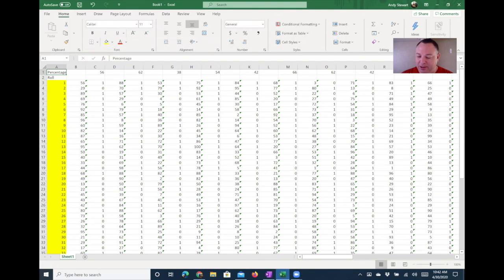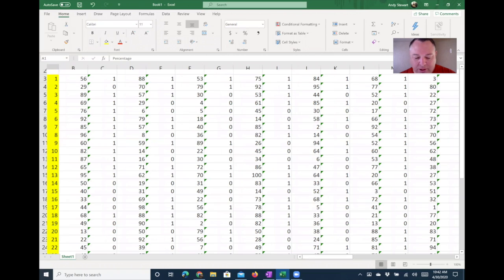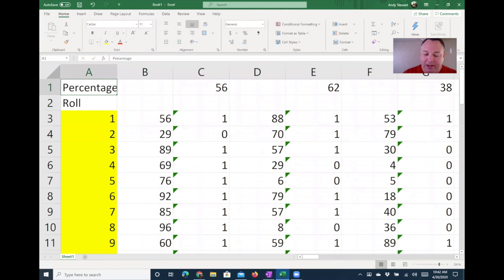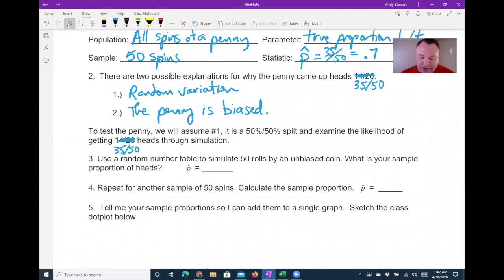I know it just looks like a lot of numbers, but the first simulation of 50 spins of a penny came up with a percentage of 56%. The second one came up as 62%. So we could use those numbers, use a random number table. What is your sample proportion? One time we got 56%, and it says repeat for another sample of 50 spins, and that was 62. So just to give you a flavor of, if 35 out of 50 is 70%, and I've done it twice, then you already get a sense that it's pretty rare to get 70% heads.